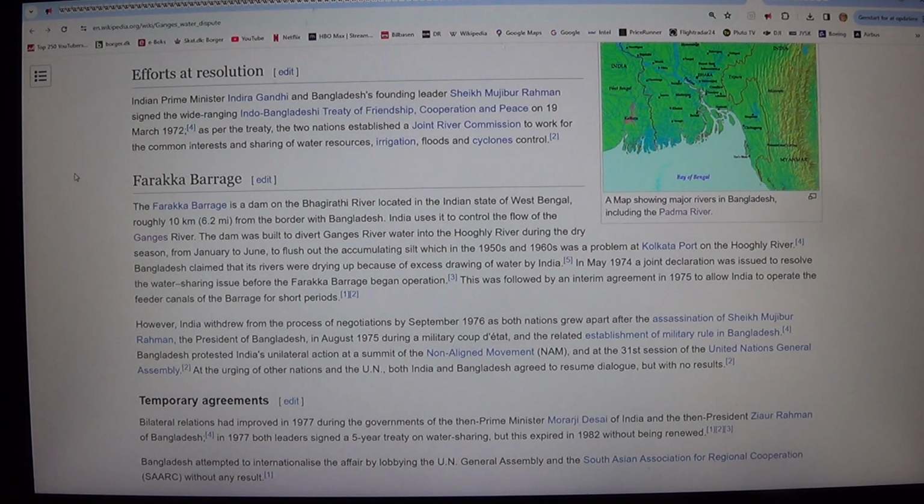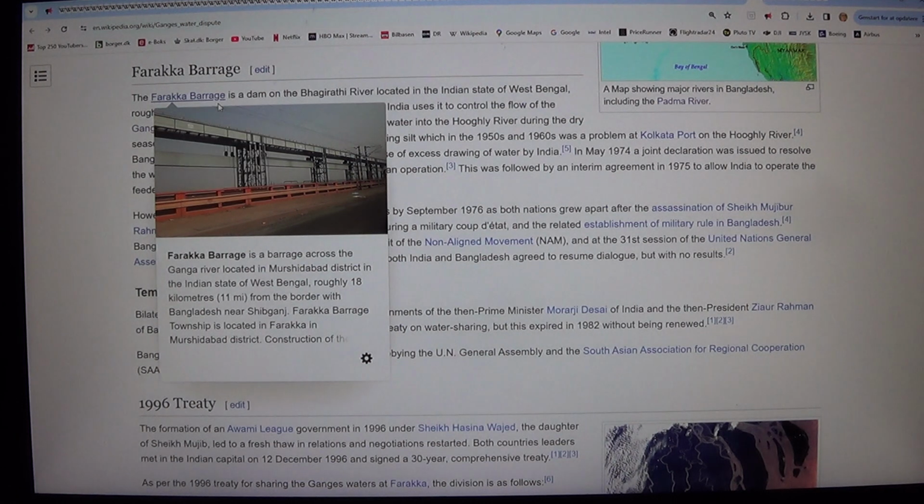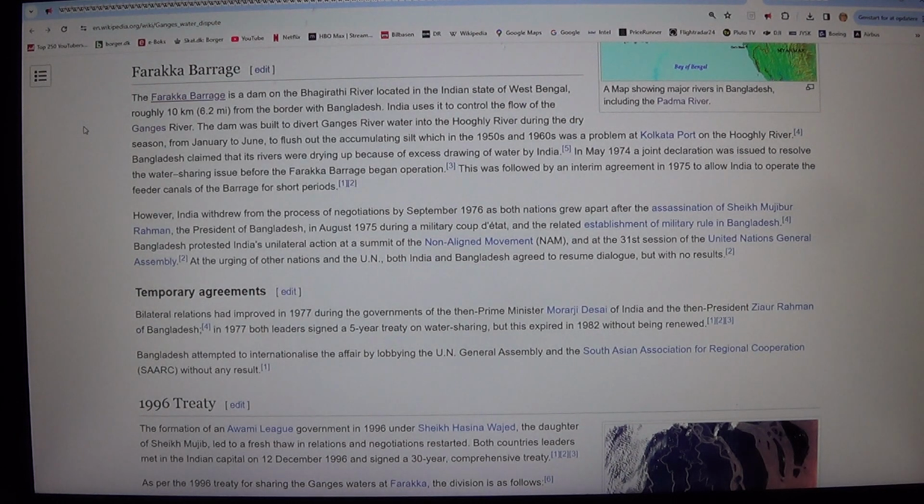Farakka Barrage. The Farakka Barrage is a dam on the Bhagirathi River located in the Indian state of West Bengal, roughly 10 kilometers, 6.2 mi, from the border with Bangladesh. India uses it to control the flow of the Ganges River. The dam was built to divert Ganges River water into the Hooghly River during the dry season, from January to June, to flush out the accumulating silt, which in the 1950s and 1960s was a problem at Kolkata port on the Hooghly River. Bangladesh claimed that its rivers were drying up because of excess drawing of water by India.